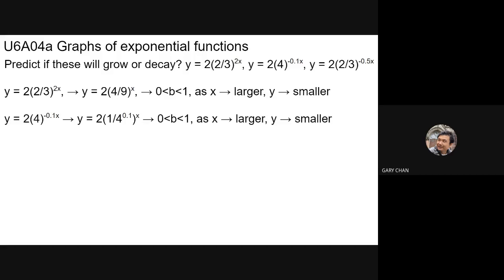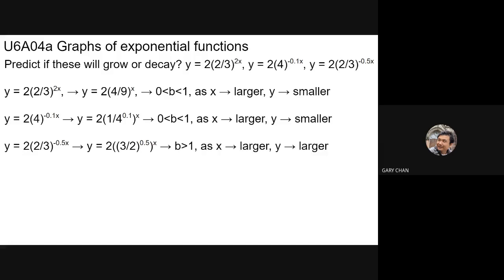Not every one of these is going to be decay, because if we check out the last one here, 2 times (2/3) raised to the negative 0.5x, right? This is the same thing as 2 times (3/2 to the 0.5) to the x. That's because when we take a negative exponent, that's the same thing as taking the reciprocal of the base. And 3/2 to the 0.5 is going to be greater than 1. Because of this, as x gets larger, y is going to get larger. The last one here will be growth.